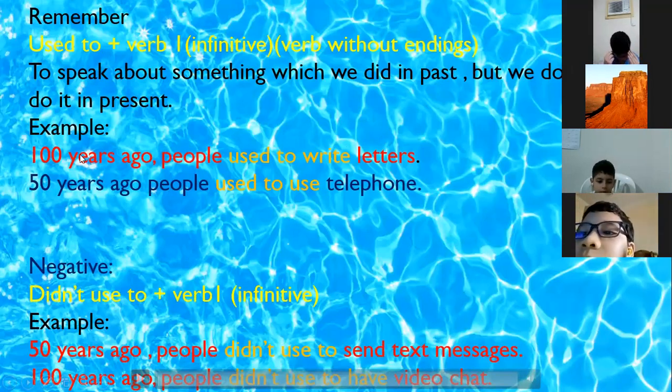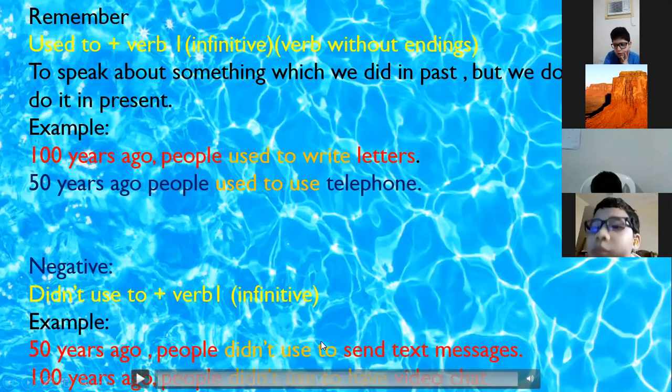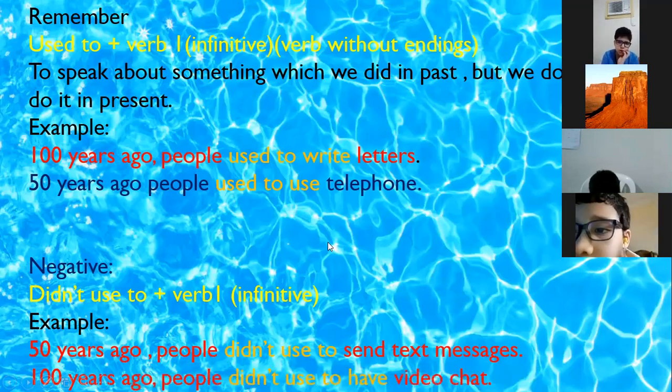For example, we will take a negative sentence here. 50 years ago, people didn't use to send text message. You use didn't use to and verb one. 100 years ago, people didn't use to have video chat. Again, we have used to plus verb one.